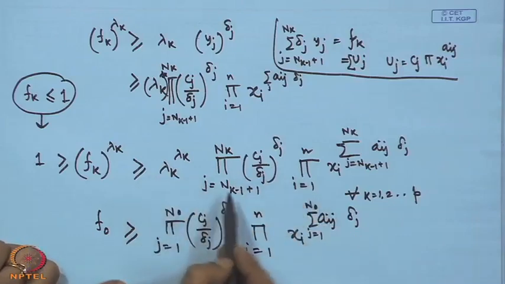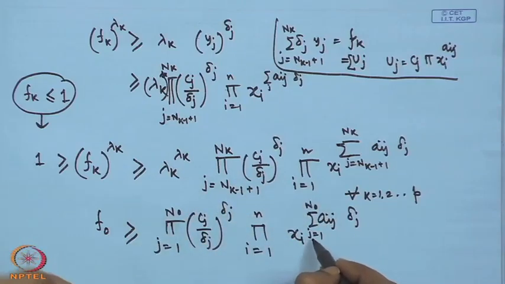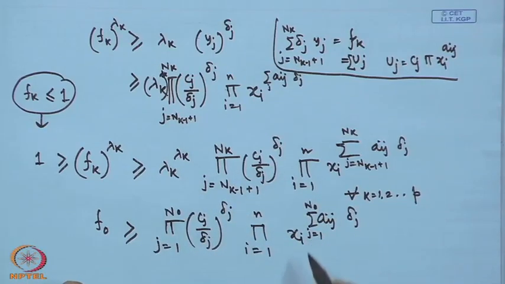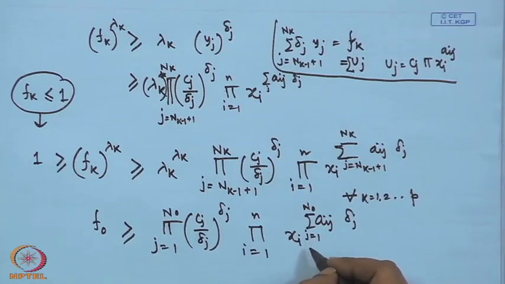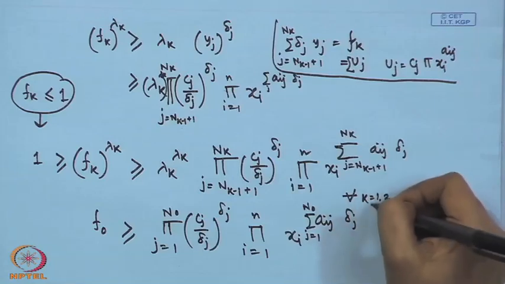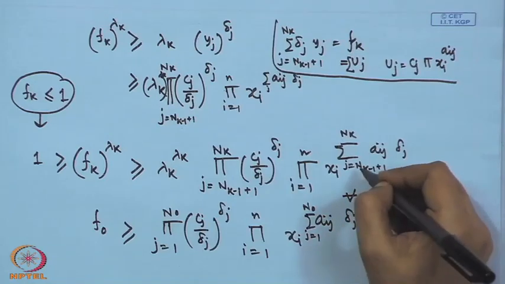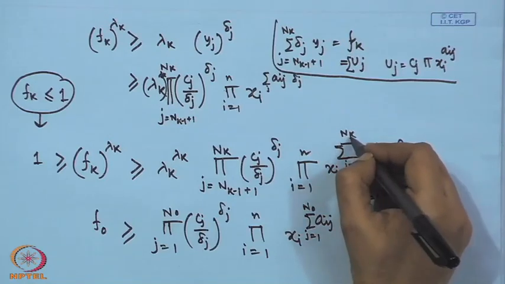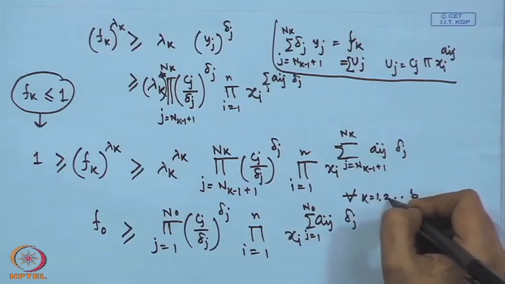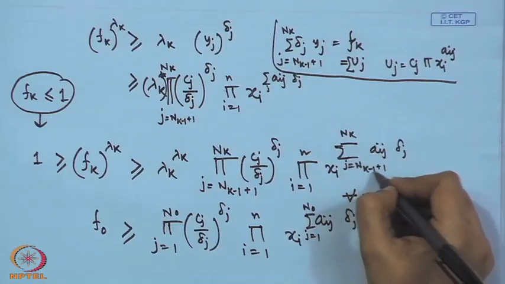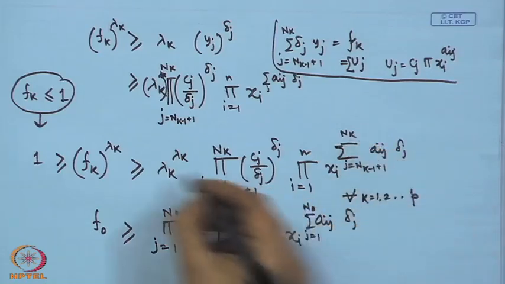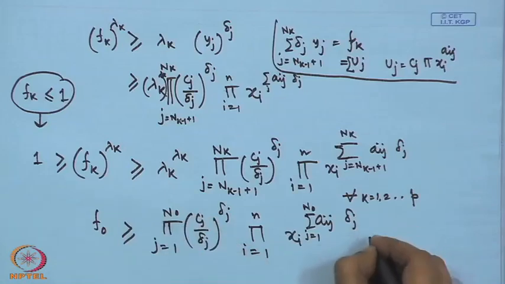This sum, this j value depends on whether we are considering the objective function or which constraint. If it is the objective function, j will run from 1 to n naught. If we consider the first constraint, that is k is equal to 1, it will run from n naught plus 1 to n 1. If we consider the second constraint, it will run from n 1 plus 1 to n 2. In this way, we will have this set.